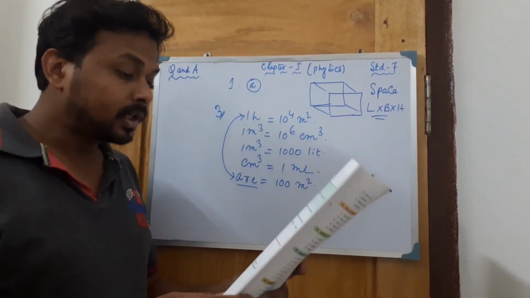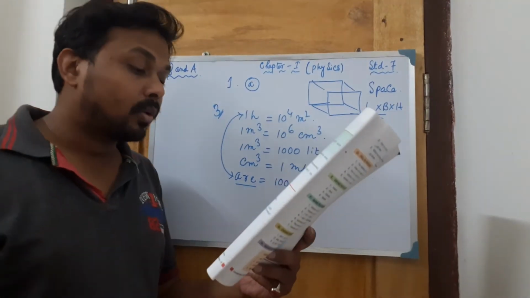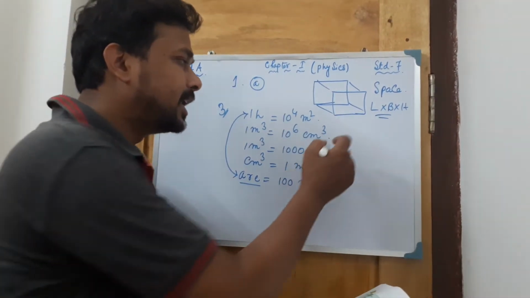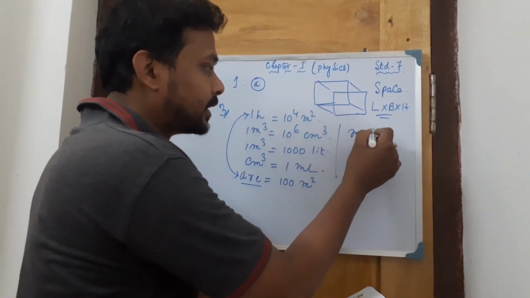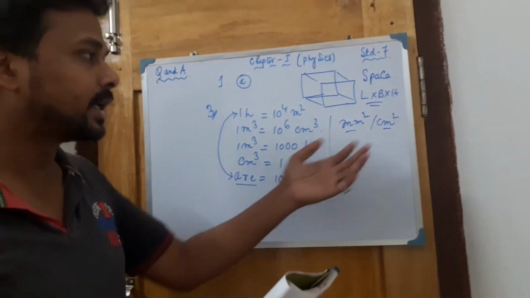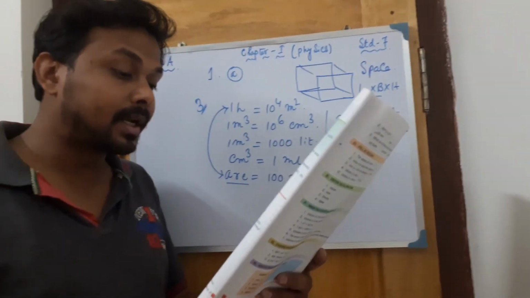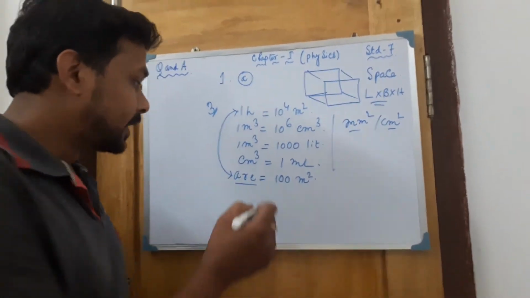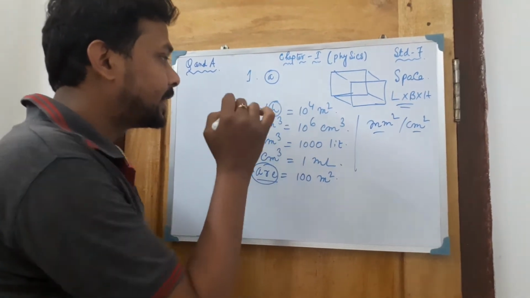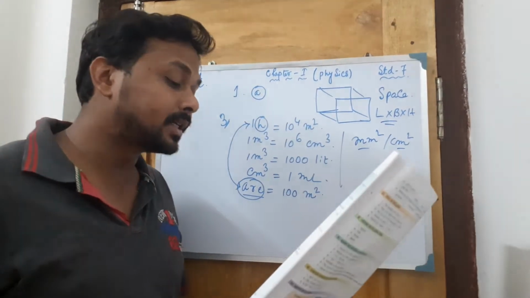Next one, what is the unit of volume? Definitely meter cube we can write. What is the unit used to measure small area? Millimeter square, centimeter square. These are the smaller units to measure the area of a given body. In which unit is large area measured? R and hectare. These are the units used to measure larger area.